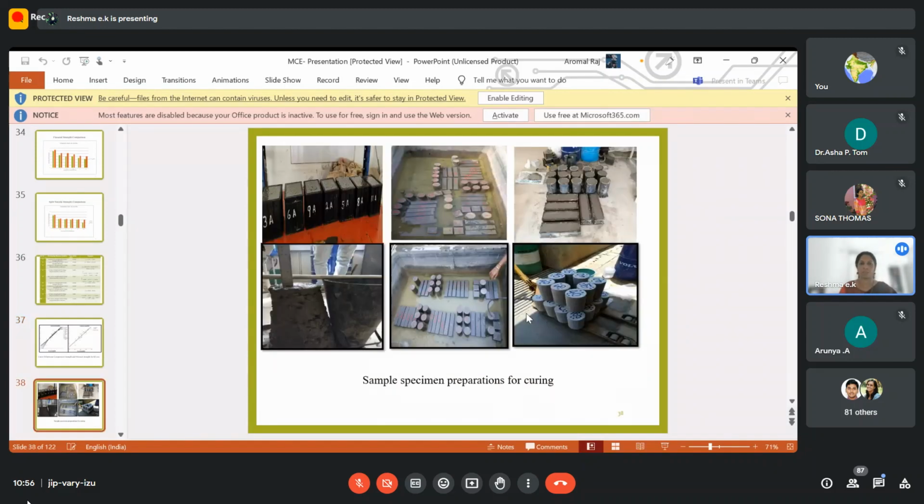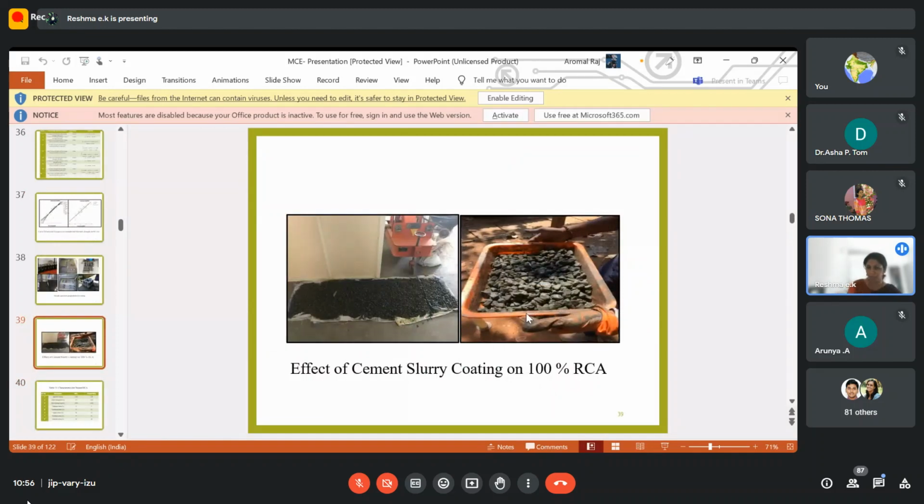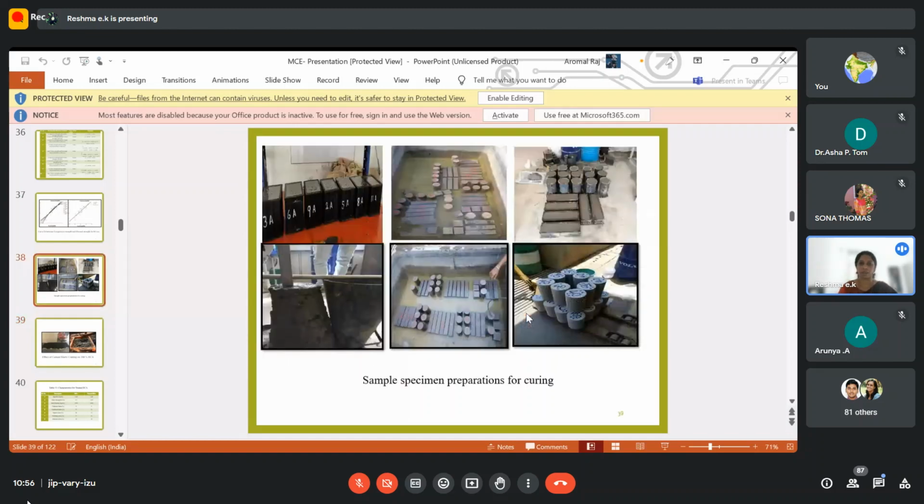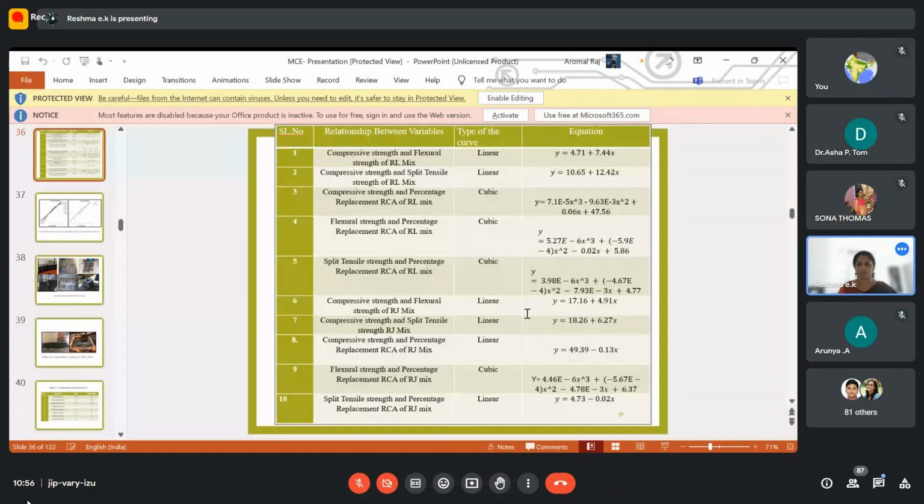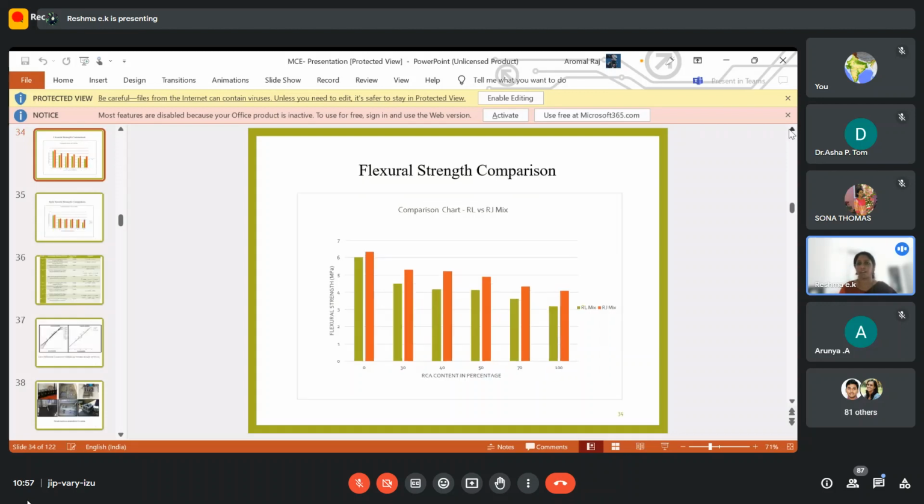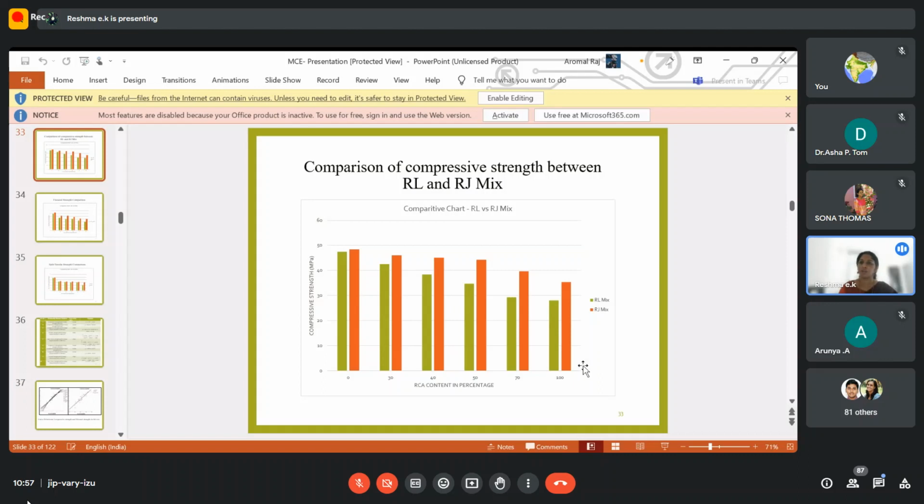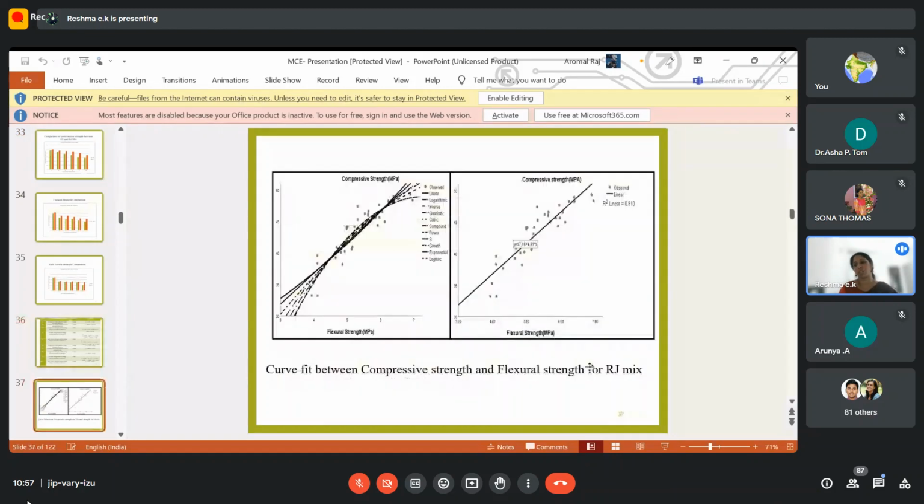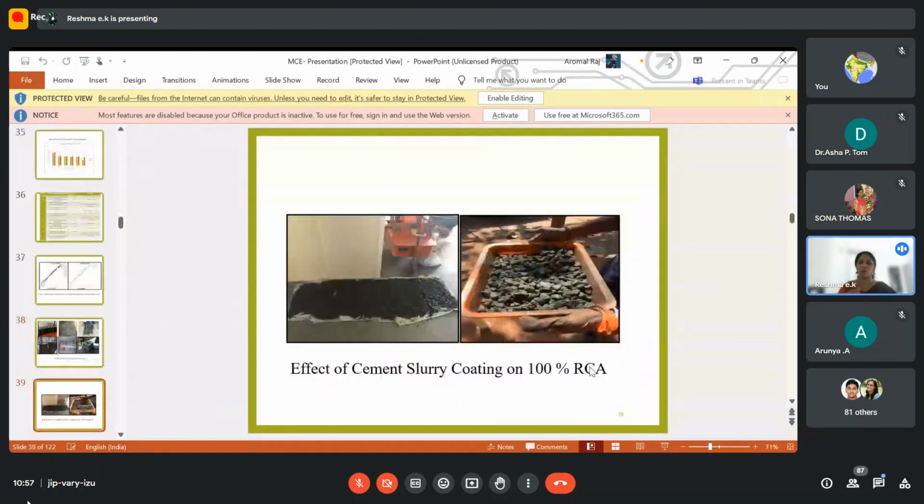Then these are some curing methods. Next, I just tried this because when I did all these experiments, I found that when you're talking about 100% mix, whether it is split tensile strength or flexural strength or compressive strength, when we compare the two mixes and replace 100% NCA with RCA, the problem is the compressive strength, flexural strength or split tensile strength is really going down.